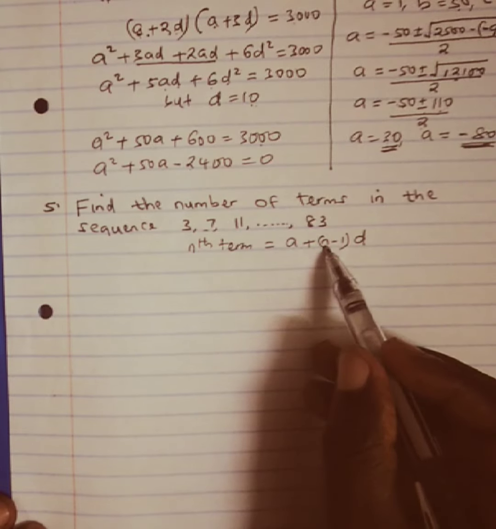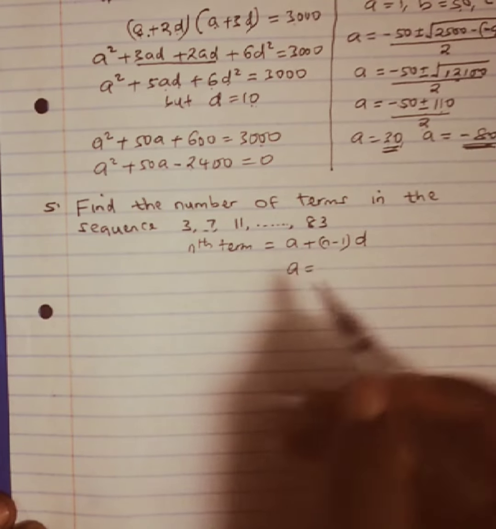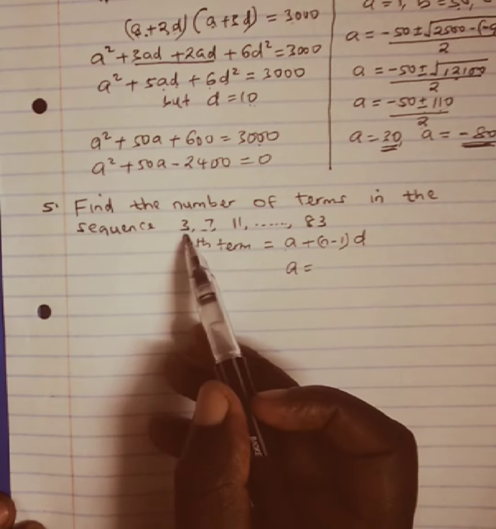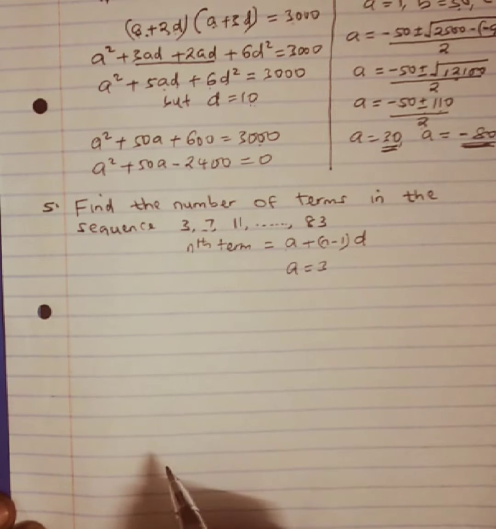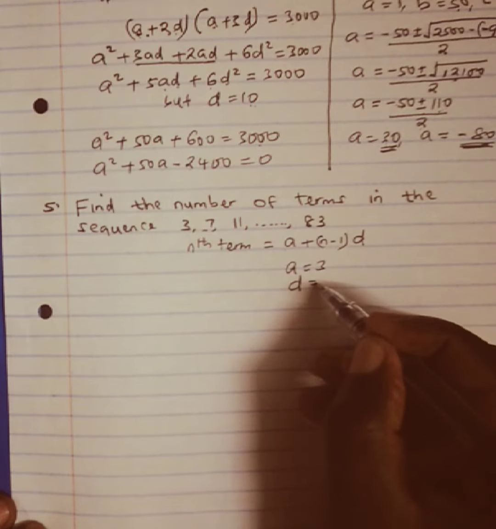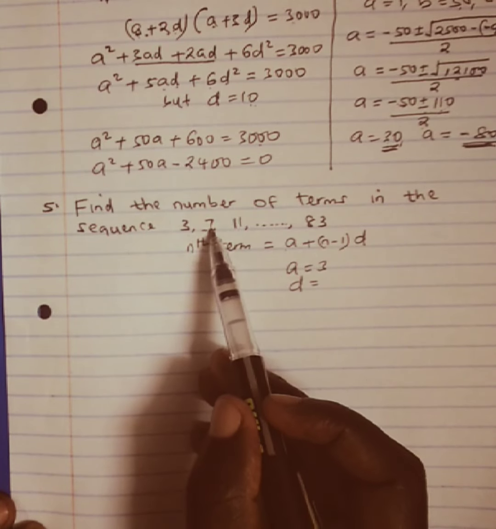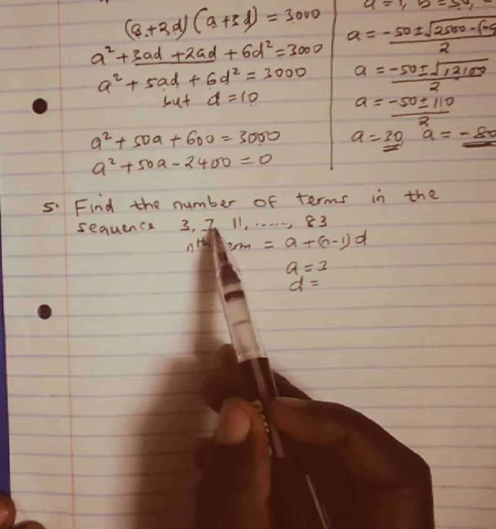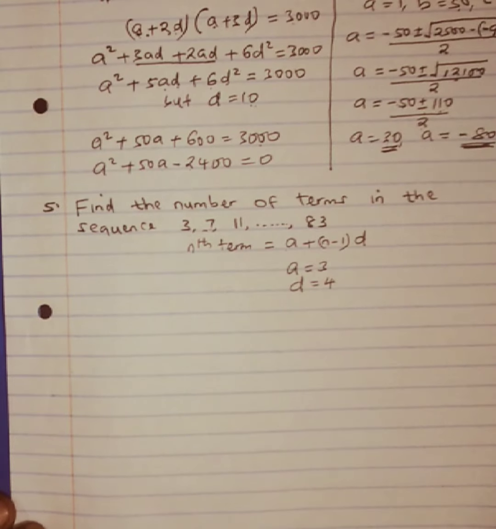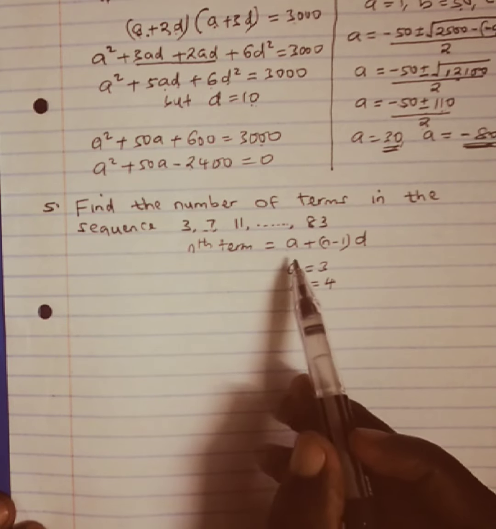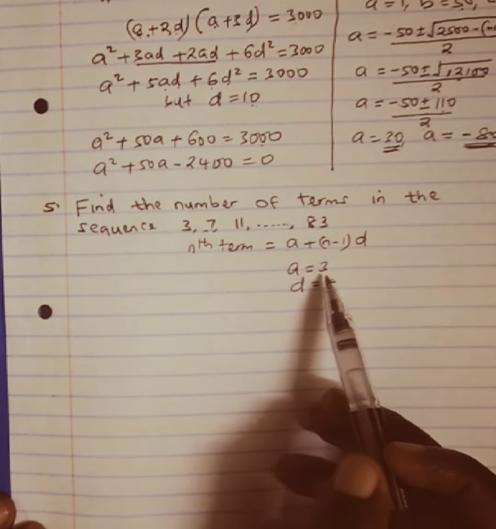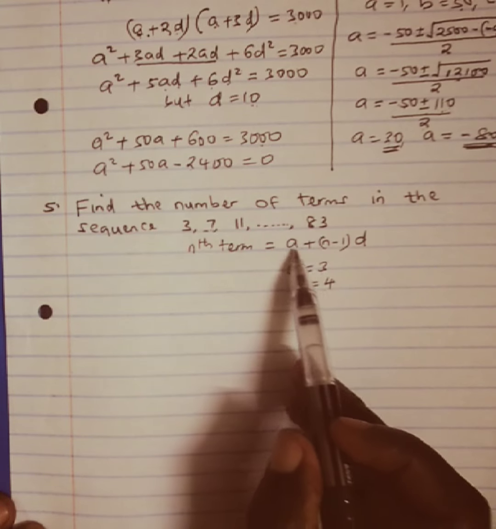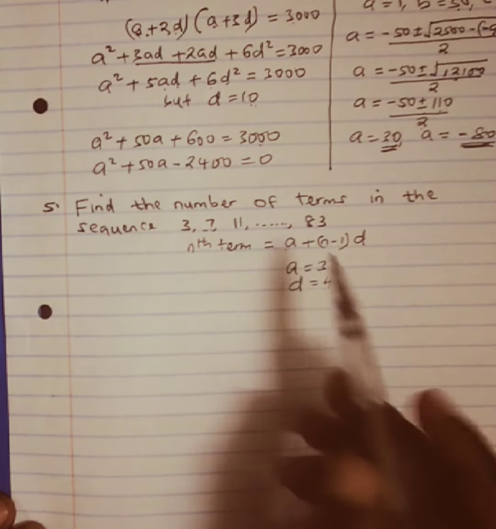Since we are looking for the value of n, let us get the value of a first. The value of a is always the first term. In this case we have 3, and to get the common difference you take the second minus the first, or the third minus the second, in that order. So if you take 11 minus 7 you get 4, or 7 minus 3 you get 4, and that becomes our common difference. So to get the number of terms we need to substitute the values of a and d into the formula of getting the nth term.